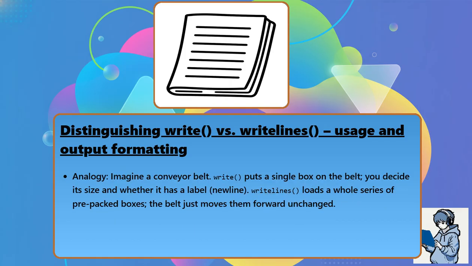Think of a conveyor belt. write puts a single box on the belt. You decide its size and whether it has a label, the newline. writelines loads a whole series of pre-packed boxes. The belt just moves them forward unchanged.